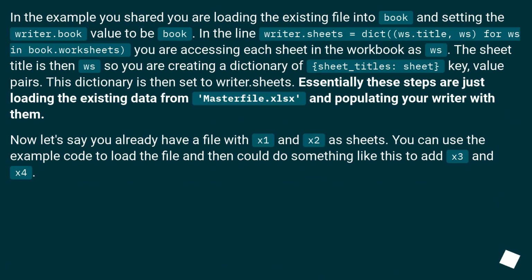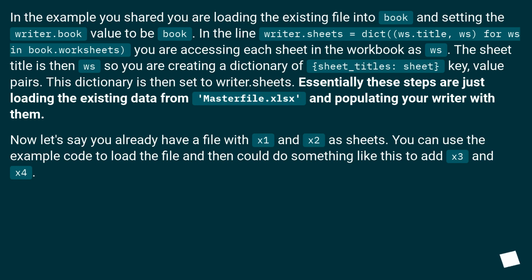In the example you shared, you are loading the existing file into book and setting the writer.book value to be book. In the line writer.sheets = dict((ws.title, ws) for ws in book.worksheets), you are accessing each sheet in the workbook as ws. The sheet title is then ws.title, so you are creating a dictionary of sheet_titles, sheet key-value pairs. This dictionary is then set to writer.sheets. Essentially, these steps are just loading the existing data from masterfile.xlsx and populating your writer with them.